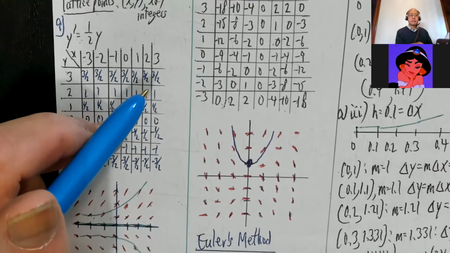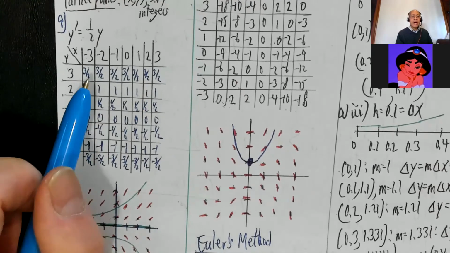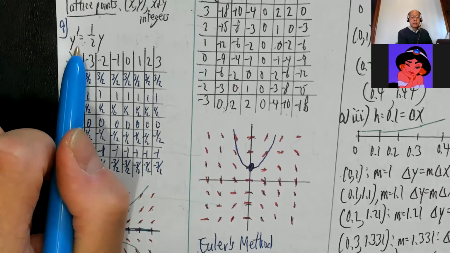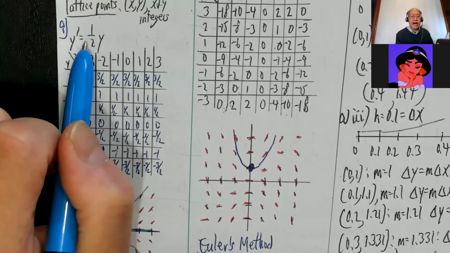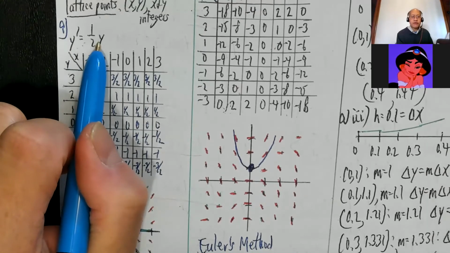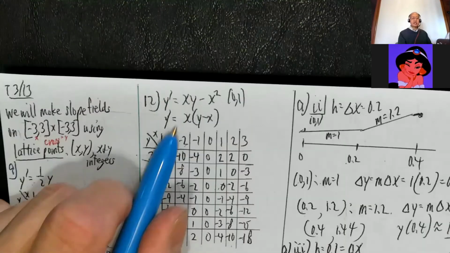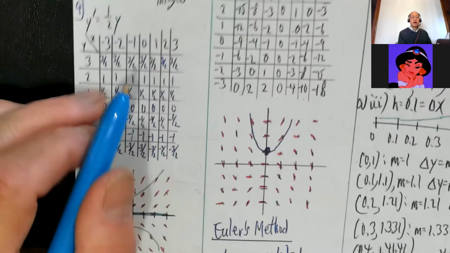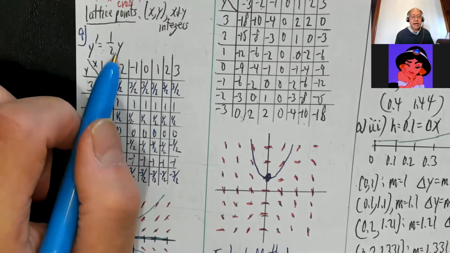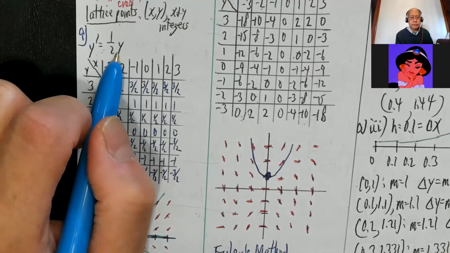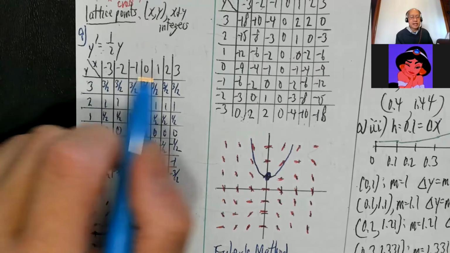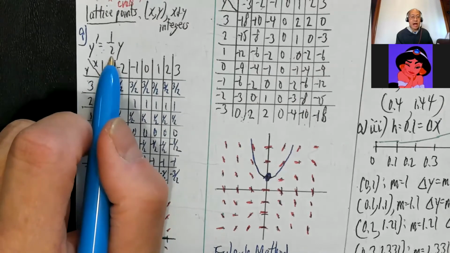And then at each point, the slope is equal to half y. Now this is fairly straightforward because it doesn't depend on x. There's no x here. The differential equation problems that we have later on do involve x and y, so that's much harder. But here, all you have to do is look at the y value and take half of it. It doesn't matter what the x is.